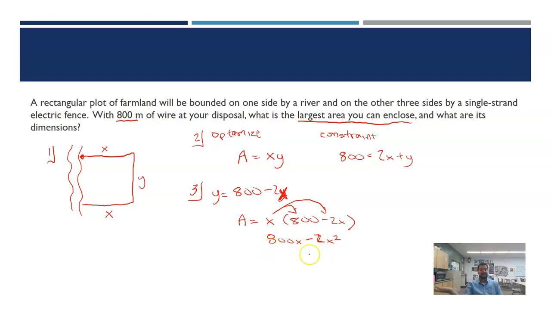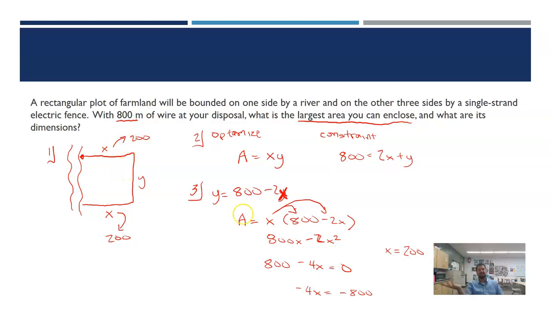Now I want to maximize this area, so I'm just going to take the derivative of that, 800 minus 4x, and I'm going to set that equal to 0. When I do that, I get negative 4x equals negative 800. So if I divide by negative 4, I get that x equals 200. So what that's saying is, if I want to maximize the area, both of these sides now need to have a length of 200.